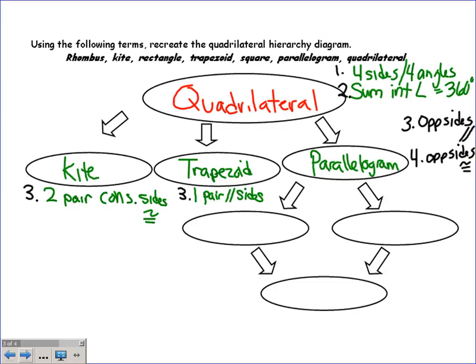Okay. Fifth characteristic. I'm gonna run out of room here. The opposite angles are congruent as well. And the sixth characteristic for a parallelogram, which is 6 total, is that one that I had to move. I'm sorry that I had to move it. Consecutive angles are supplementary.